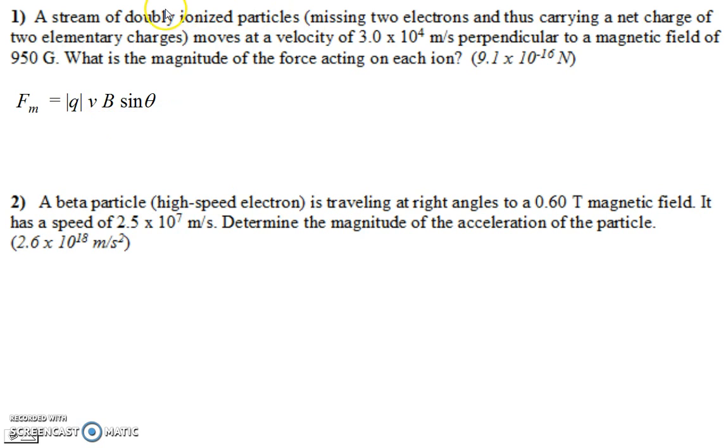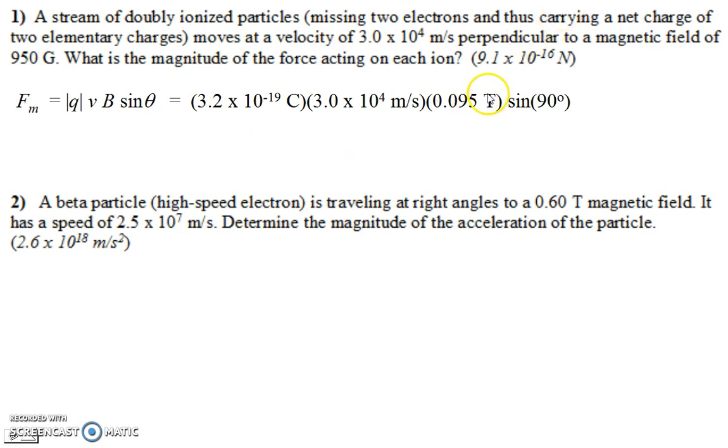Well, it says this ion is missing 2 electrons, has a net charge of 2 elementary charges, and we already know what the elementary charge is. And if you didn't know, well, I hope you looked it up because you're honors students. More than likely you remember it anyway, but when it's something you don't know, don't wait for me to do it. You look it up. And so that means it has a charge of 3.2 times 10 to the negative 19th coulombs, because, of course, one elementary charge is 1.6 times 10 to the negative 19th coulombs. The velocity is given, magnetic field is given, and then the angle is 90 degrees.